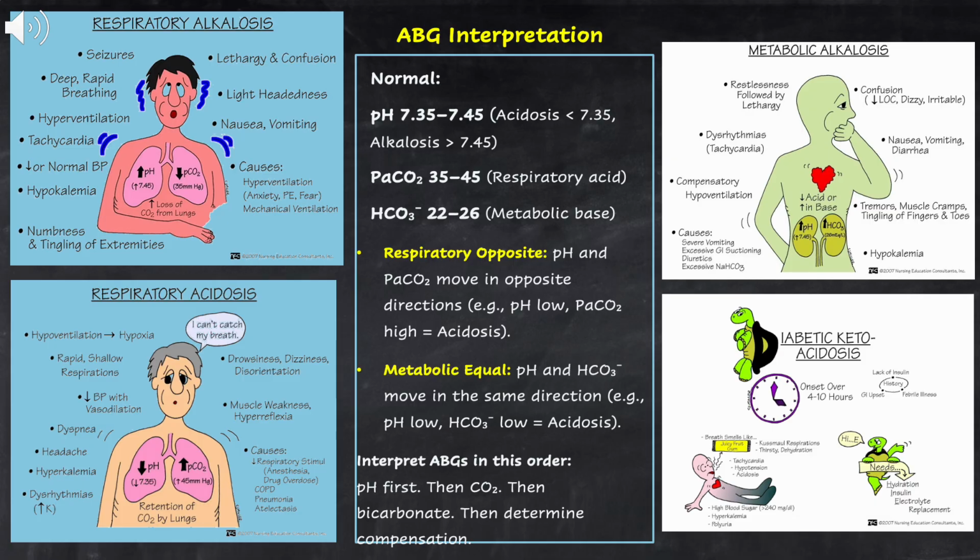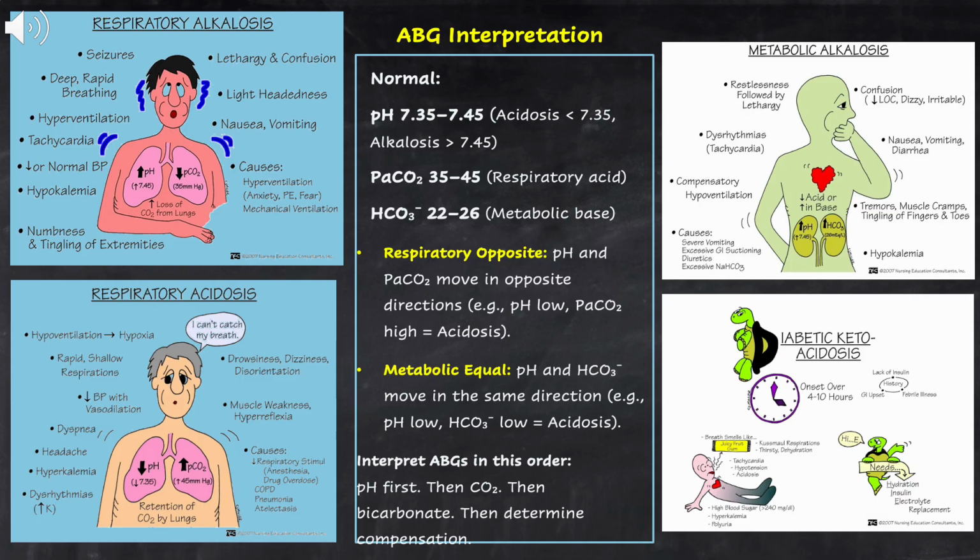Now let's talk about compensation. Uncompensated means the pH is outside the normal range and only one system is abnormal. Partially compensated means the pH is still abnormal, but both systems are involved. The opposite system is trying to correct it. Fully compensated means the pH has returned to normal, but both CO2 and bicarbonate are abnormal.